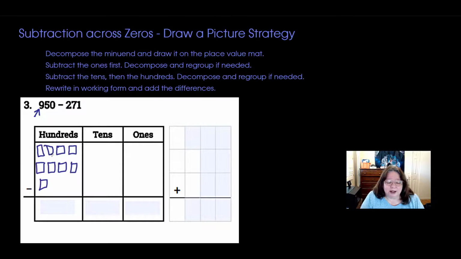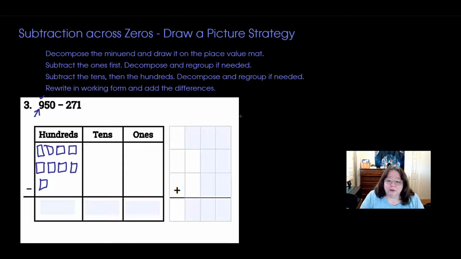Now, some of these look better than others. I'm going to leave it. I know they're blocks. I don't need to spend my time erasing and making them perfect. I want you to concentrate on solving the problem rather than your squares looking perfect. So we did the 9. How many tens are we going to draw? Well, this digit is 5. It's in the tens place. The value is 50. We're going to draw 5 tens.